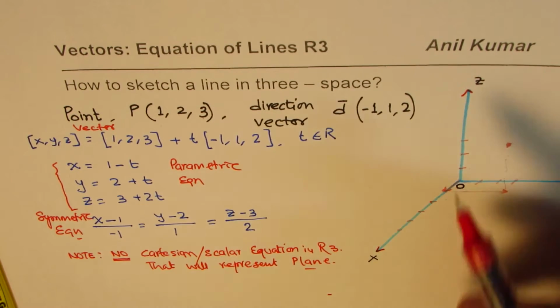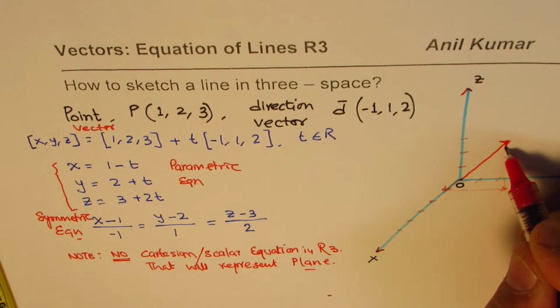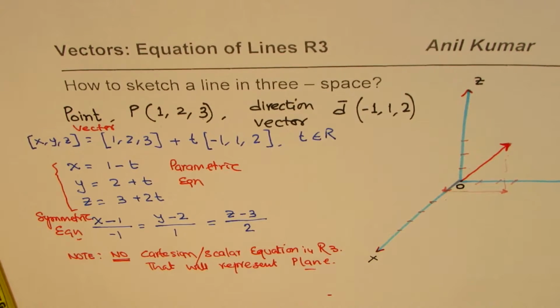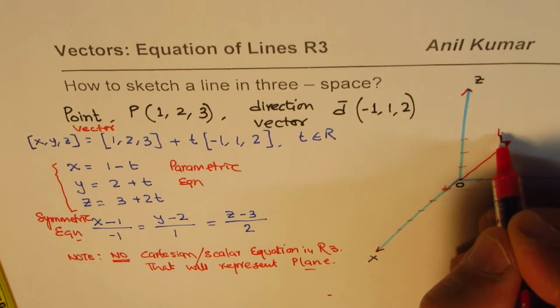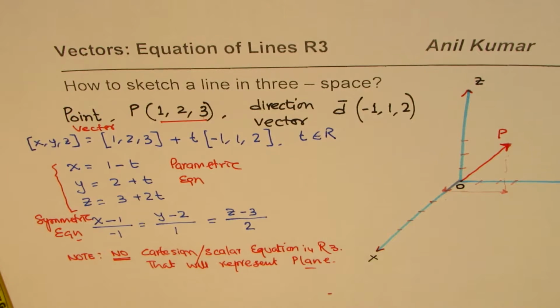So I'm going to join O with P. But I hope you understood how I got this point P, right? So that's my point P, right? So I'll call this point P, which is 1, 2, 3. Good job. So we got a point.